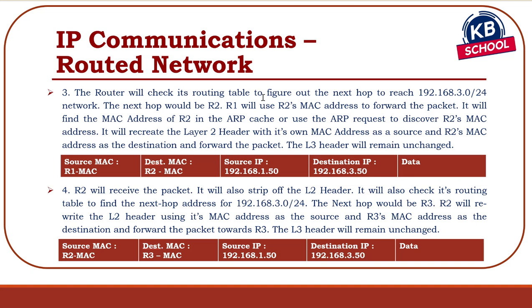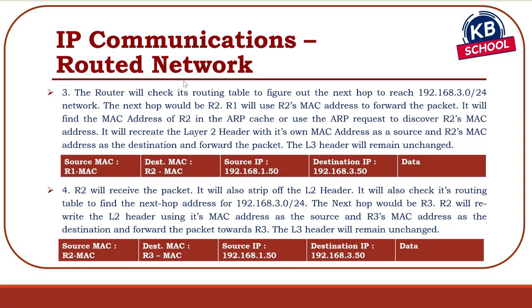The router will check its routing table to figure out the next hop. To reach the 192.168.3.0 network, the next hop is R2. Now R1 will send an ARP or look at the ARP cache to figure out the MAC address for R2. It'll find the MAC address of R2 in the ARP cache or use an ARP request to discover R2's MAC address.